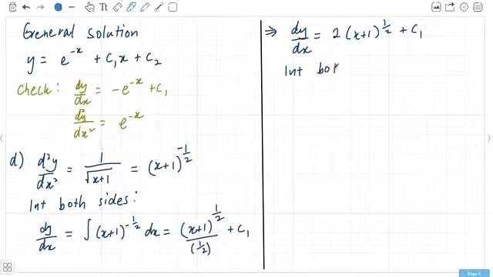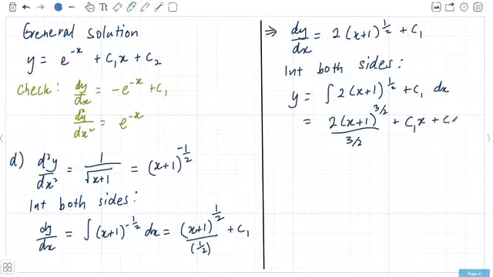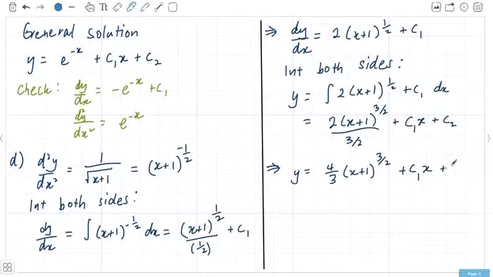And again, we're going to integrate both sides. So that's going to give us the y on the left side. And integrating 2 times x plus 1 to the half plus c1 with respect to x will give us 2 times x plus 1, add 1 to the power, which makes it 1.5 or 3 over 2. Divide by the new power. c1 is now a coefficient of x, and we have the new constant c2. So that means we now have y equals, this 2 will come up, so it's going to become 4/3 of x plus 1 to the power of 3 over 2 plus c1x plus c2.